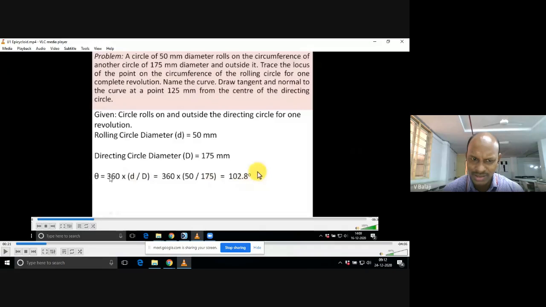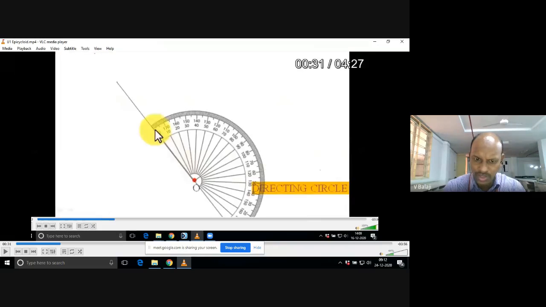What are these angles? If you don't understand, I will explain a little later. If you understood, no issue. Take your protractor and measure the angle 102.8, which is theta. You know how to do it, right? You take any line like this, and you match your protractor to that line. Somewhere you take a point here.